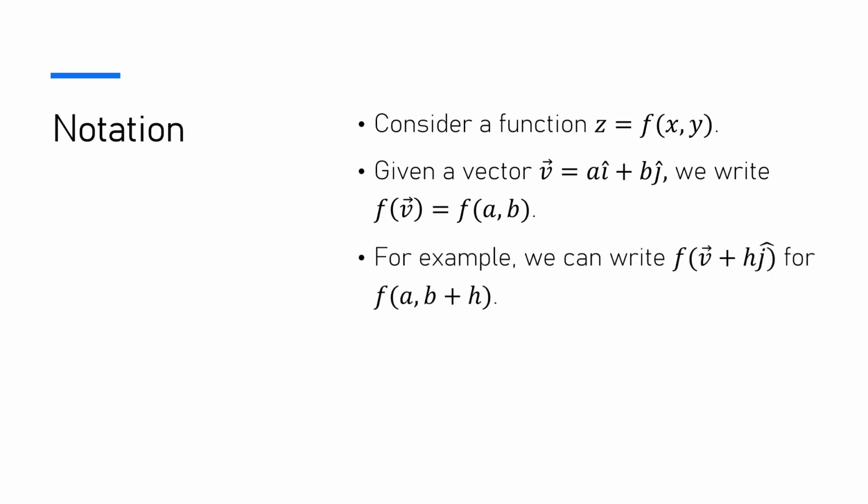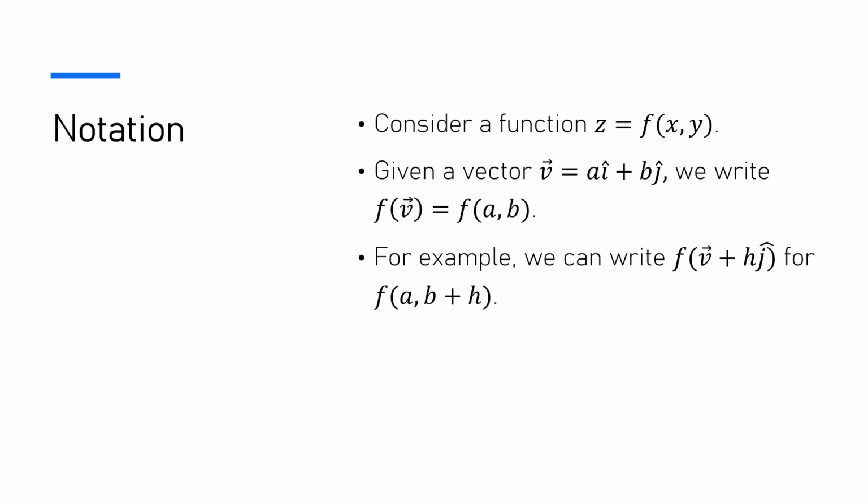So for example, if I write f of v plus h times j, this is really the same thing, since v is ai plus bj and h j is just hj. The i component is just a and the j component is b plus h. So I can write that f of a comma b plus h is f of v plus hj.